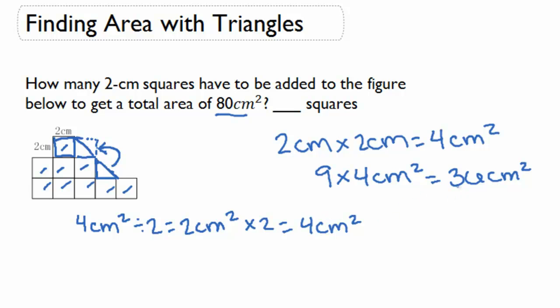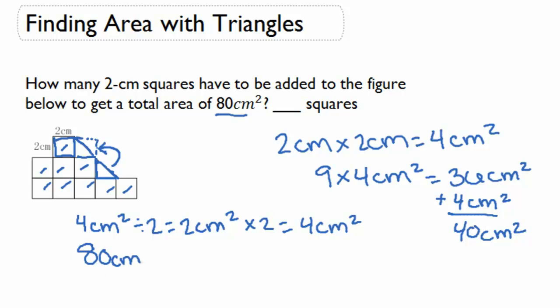So now we have 36 centimeters squared plus 4 centimeters squared, which gives us 40 centimeters squared. That's the area of the shape that we have right now. We want to know how many more squares we would need to add to get 80 centimeters squared. So let's start by figuring out how much more area we're going to need.